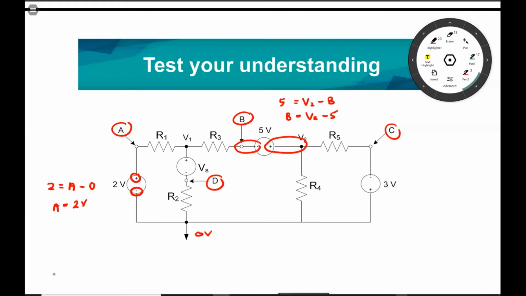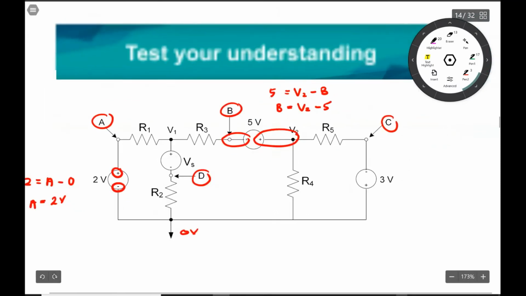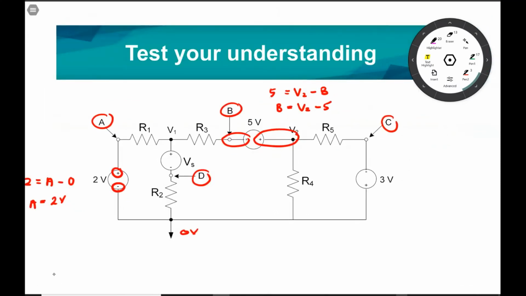And then for the C, 3 is equal to positive, which is 0, minus C. So C is minus 3 volt.